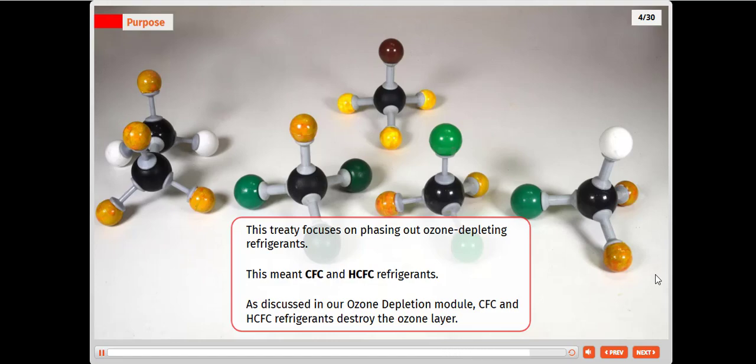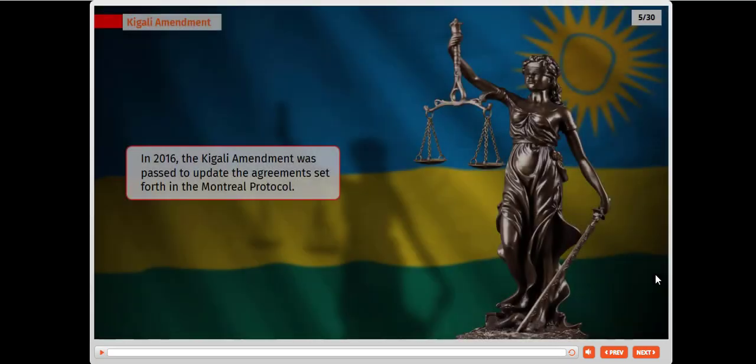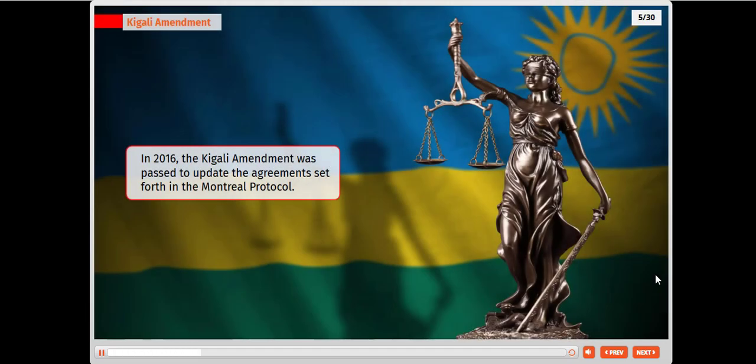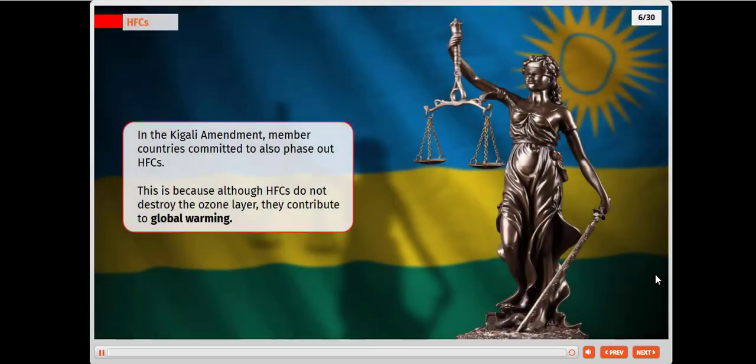In 2016, the Kigali Amendment was passed to update the agreement set forth in the Montreal Protocol. In the Kigali Amendment, member countries committed to also phase out HFCs. This is because although HFCs do not destroy the ozone layer, they contribute to global warming.